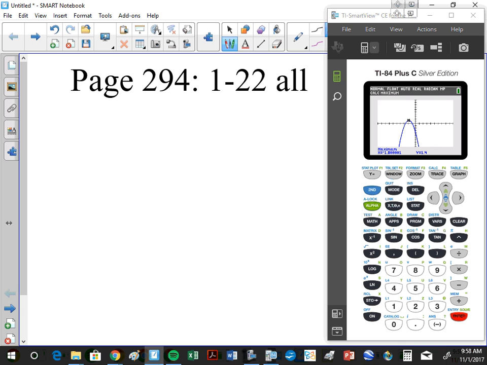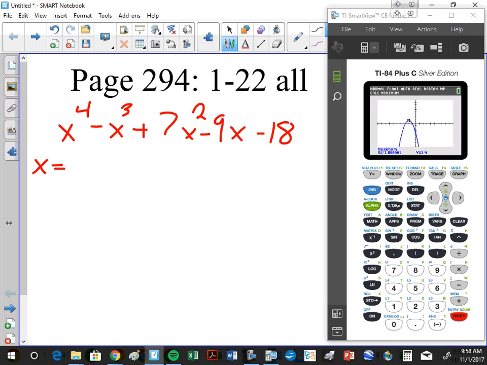What about this? X to the 4th minus x to the 3rd plus 7x squared minus 9x minus 18. And we're told that x equals -1 and 2. What are we going to do here? Yes, those are both answers.